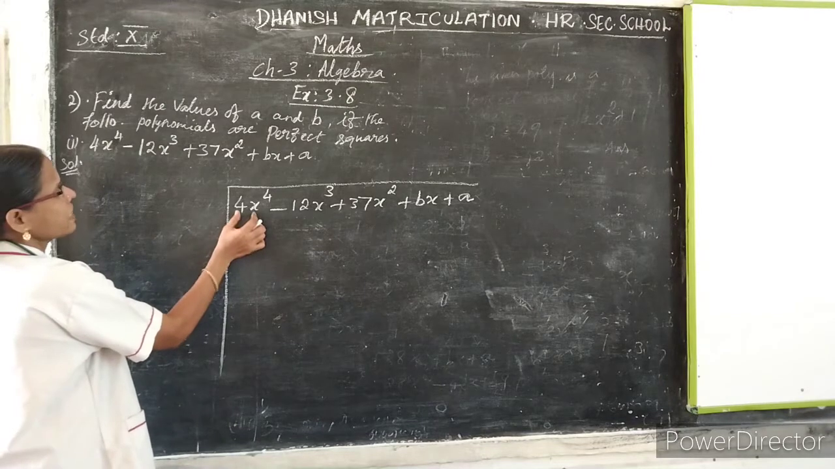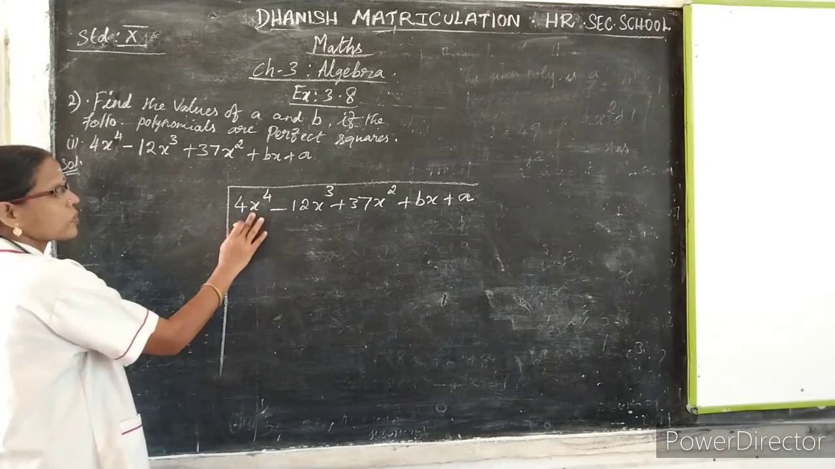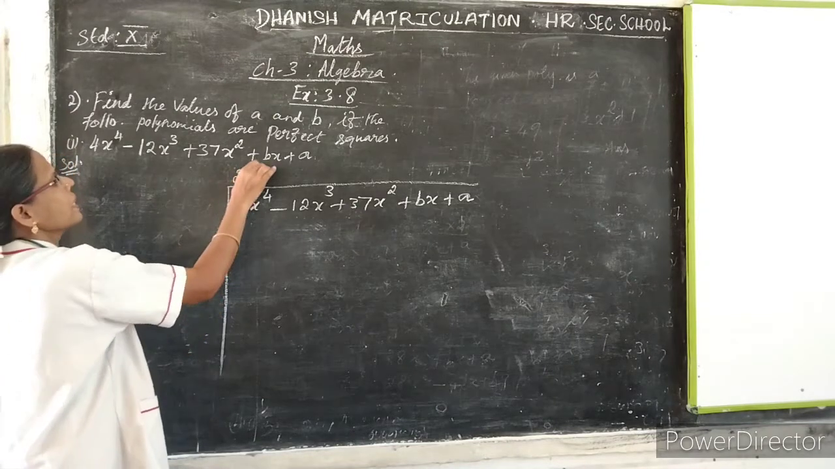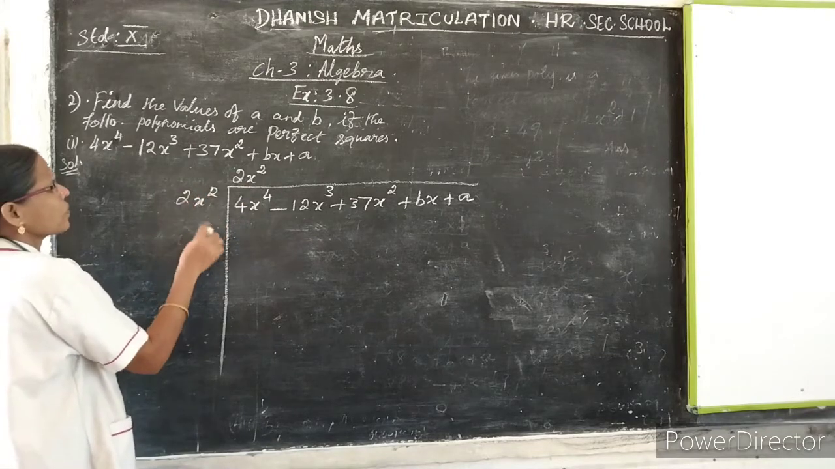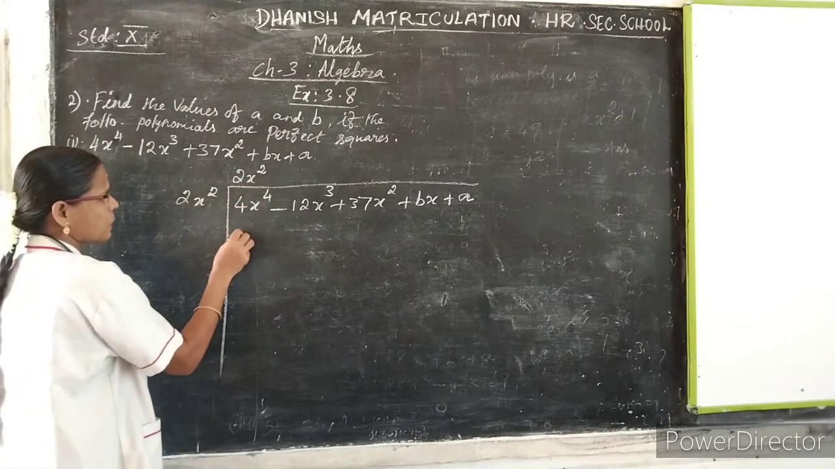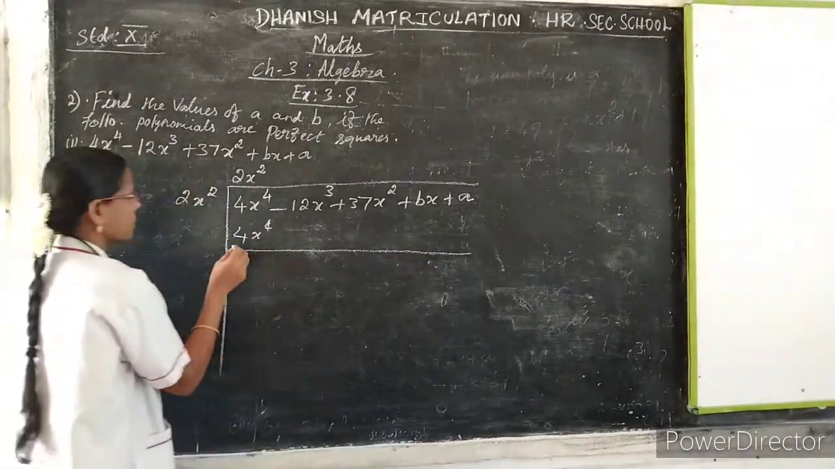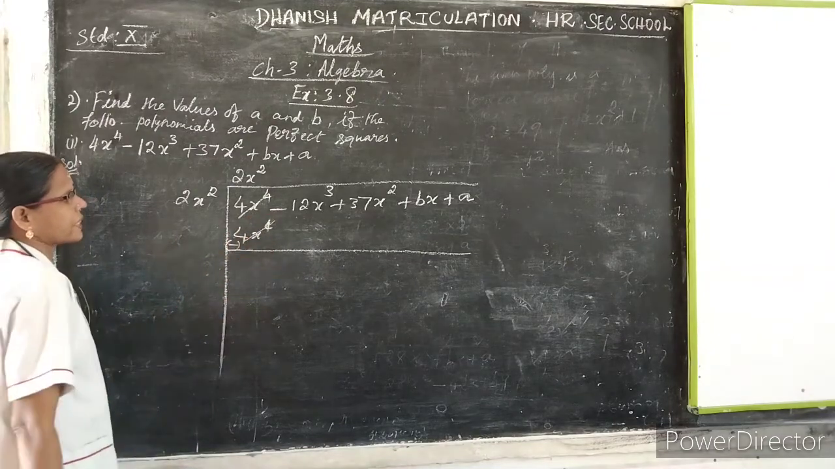First, write the square root of the first term. What is the square root of 4? 2. Square root of x^4 is x^2. So 2x^2. Here also 2x^2. Now multiply: 2 2s are 4, x^2 into x^2 is x^4. Now change the sign. x^4, x^4, 4x^4 gets cancelled.